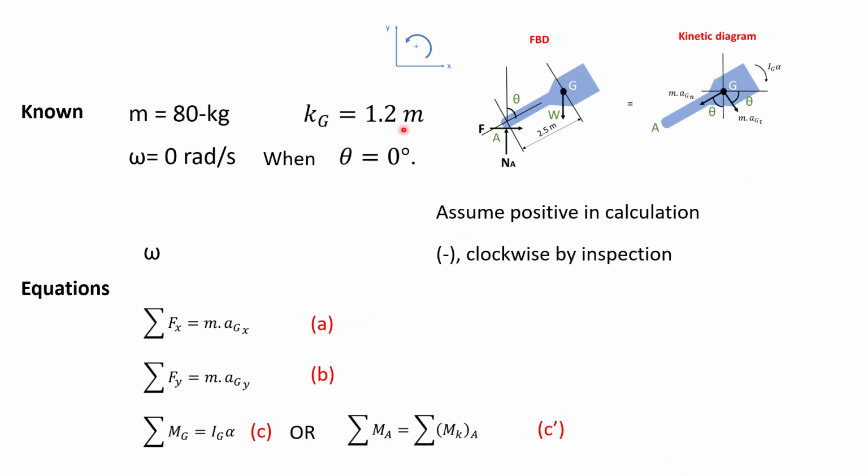We list the parameters given to us. The mass is given in kg, and the radius of gyration is given. The omega is 0 at this point, and that's actually when the value of theta is equal to 0.